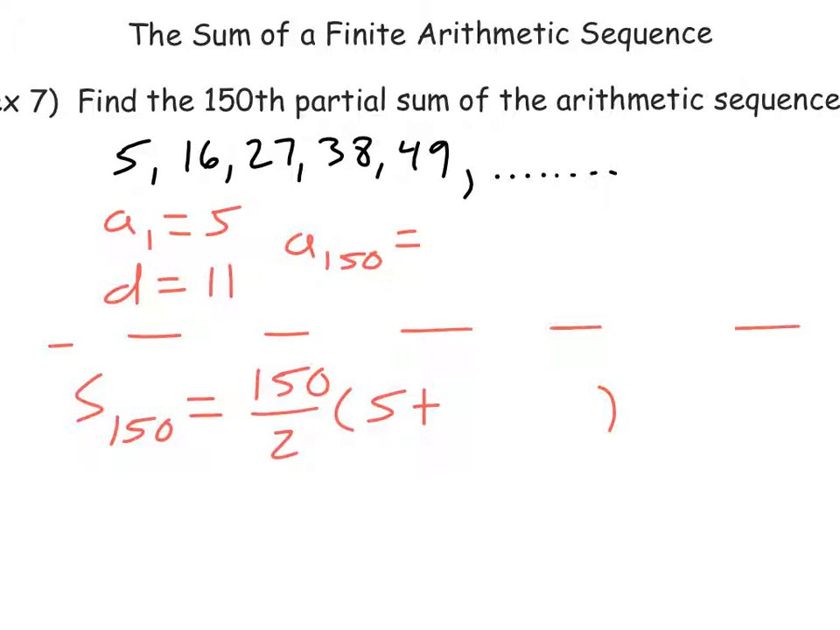Think back to the previous day with our formula for a sequence: 5 plus n minus 1, where n of course is 150, times d.